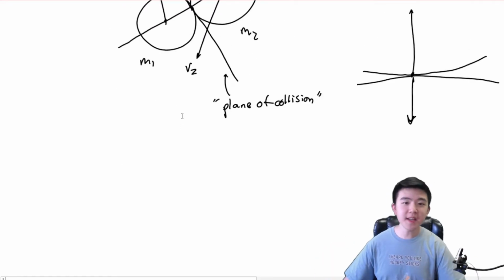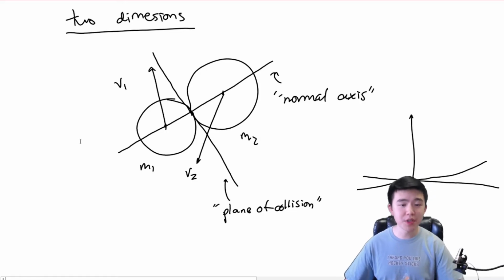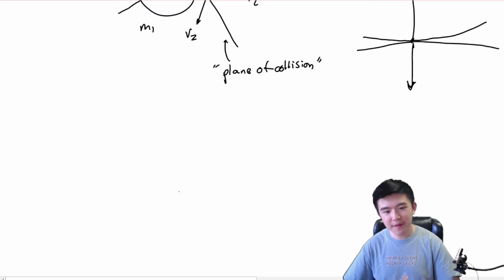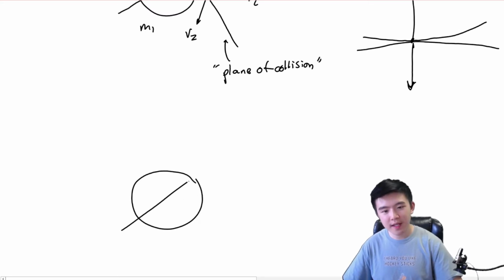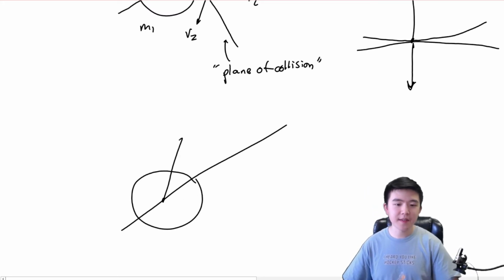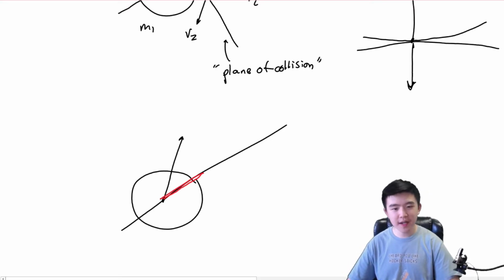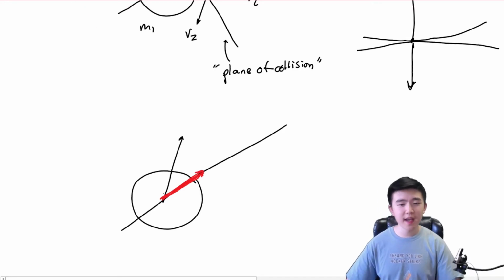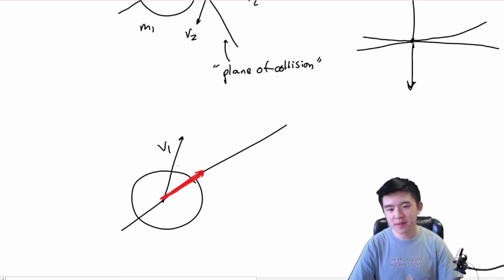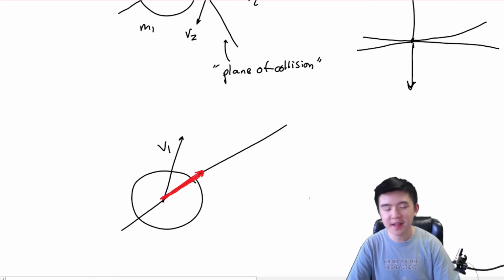So what does this mean? It means that we only care about motion in the normal axis because that's going to be determining the force. So if we have ball 1 here and the normal axis here and its velocity is just here, then we only need to care about the component of the velocity in the direction of the normal axis. And if you're familiar with what component means, then cool.